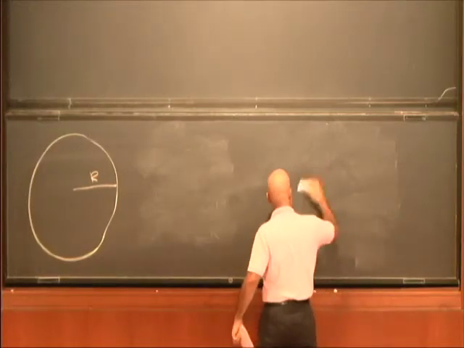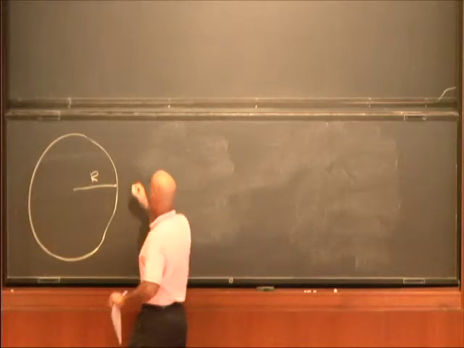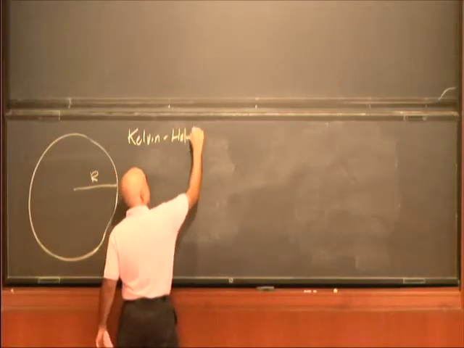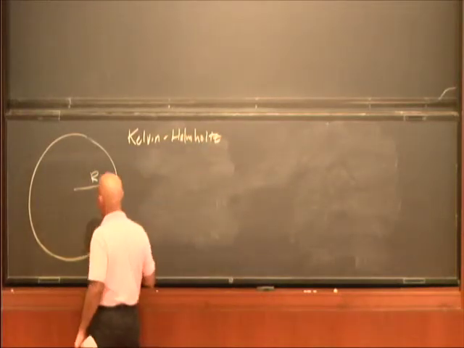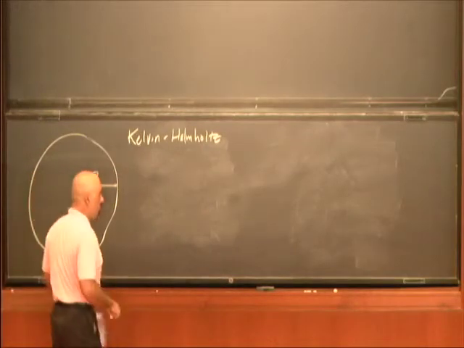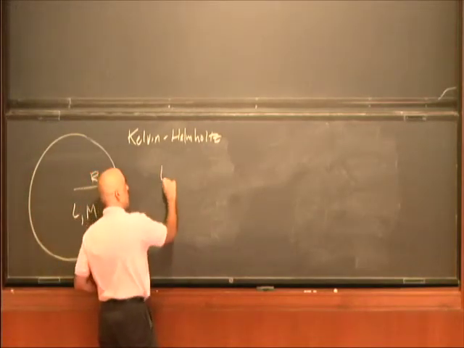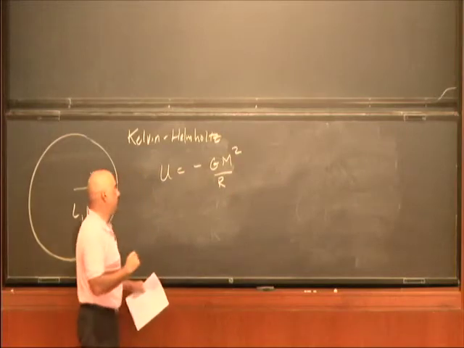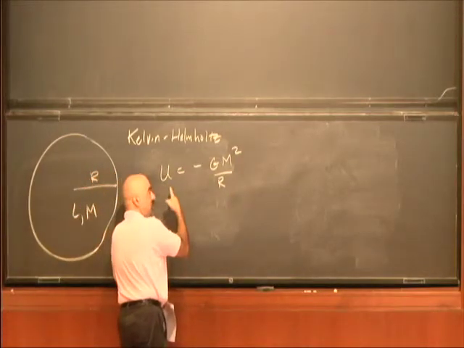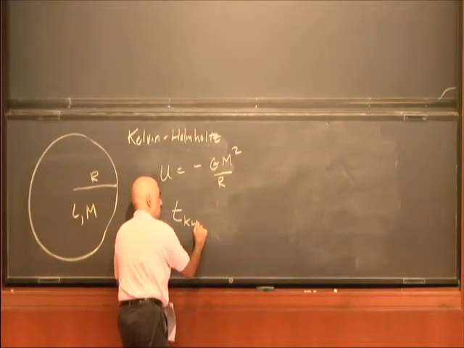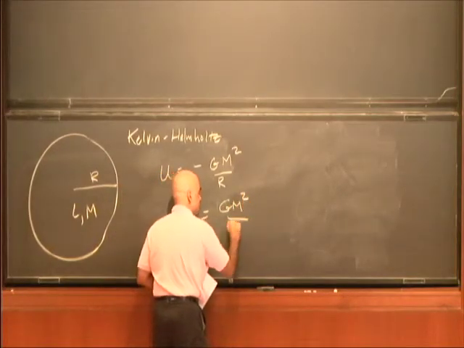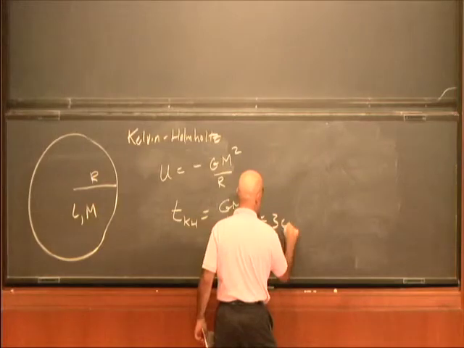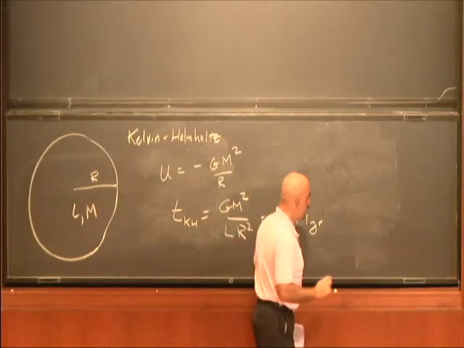The second time scale is the Kelvin-Helmholtz time. If I have a star of luminosity L and mass m, the gravitational binding energy, of course, is Gm²/r. And the time it takes to radiate that gravitational energy is the Kelvin-Helmholtz time. And this time scale is about 30 million years for the Sun.